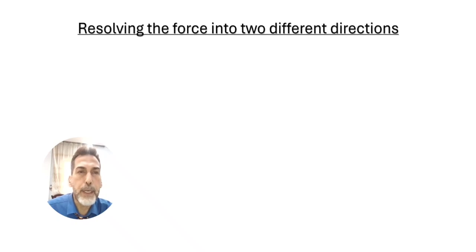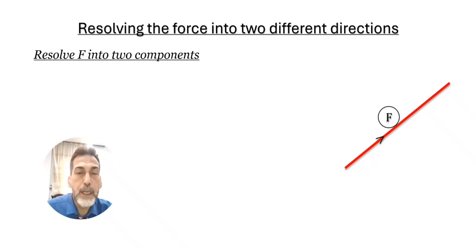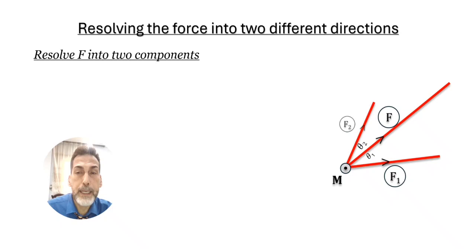How are you? Now we are going to illustrate how to find the resultant of many forces meeting at a point. Firstly, we will understand how to resolve a force into two different directions. If I have a force F and we want to resolve this force into two components, the first force F1 with angle theta 1, F2 with angle theta 2.